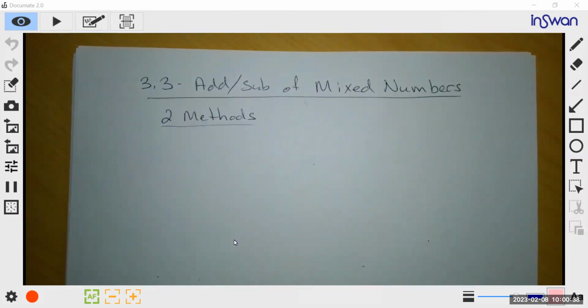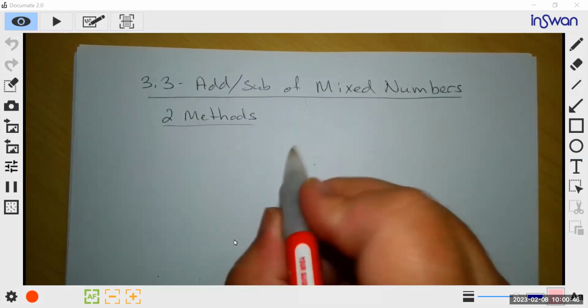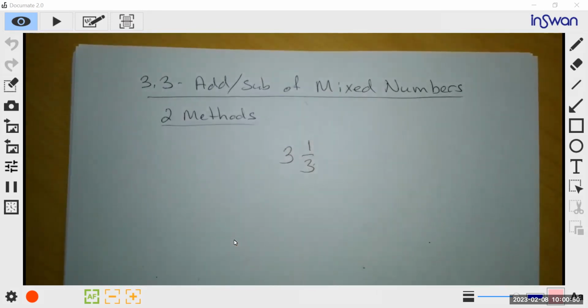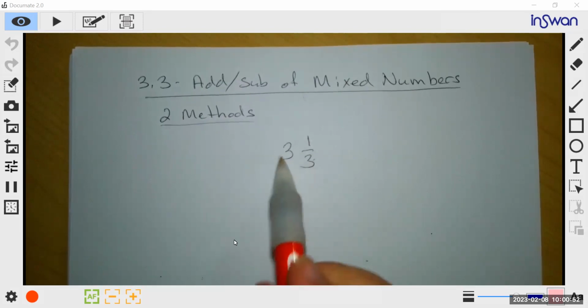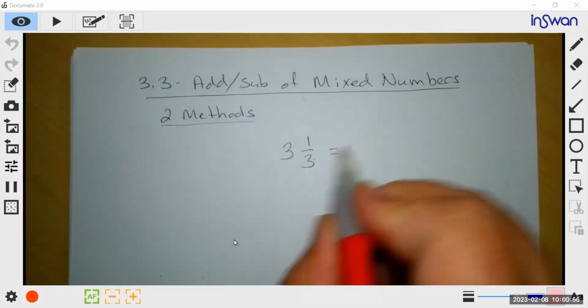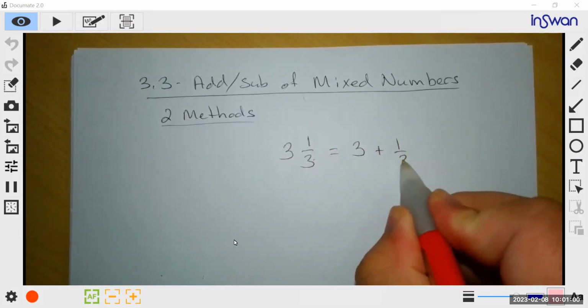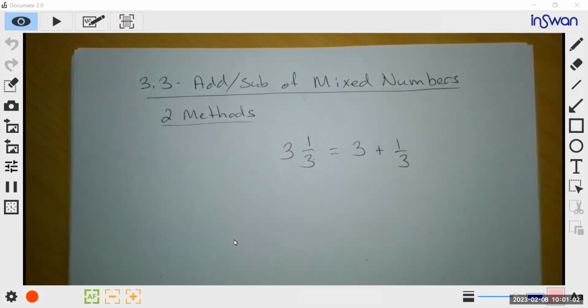Okay, when we talk about mixed numbers, what are we looking at? What does a mixed number look like? Yeah, it has a number and a fraction. This number is actually made up of an equation. This number is the same thing as that. We can separate them by putting a plus between them.